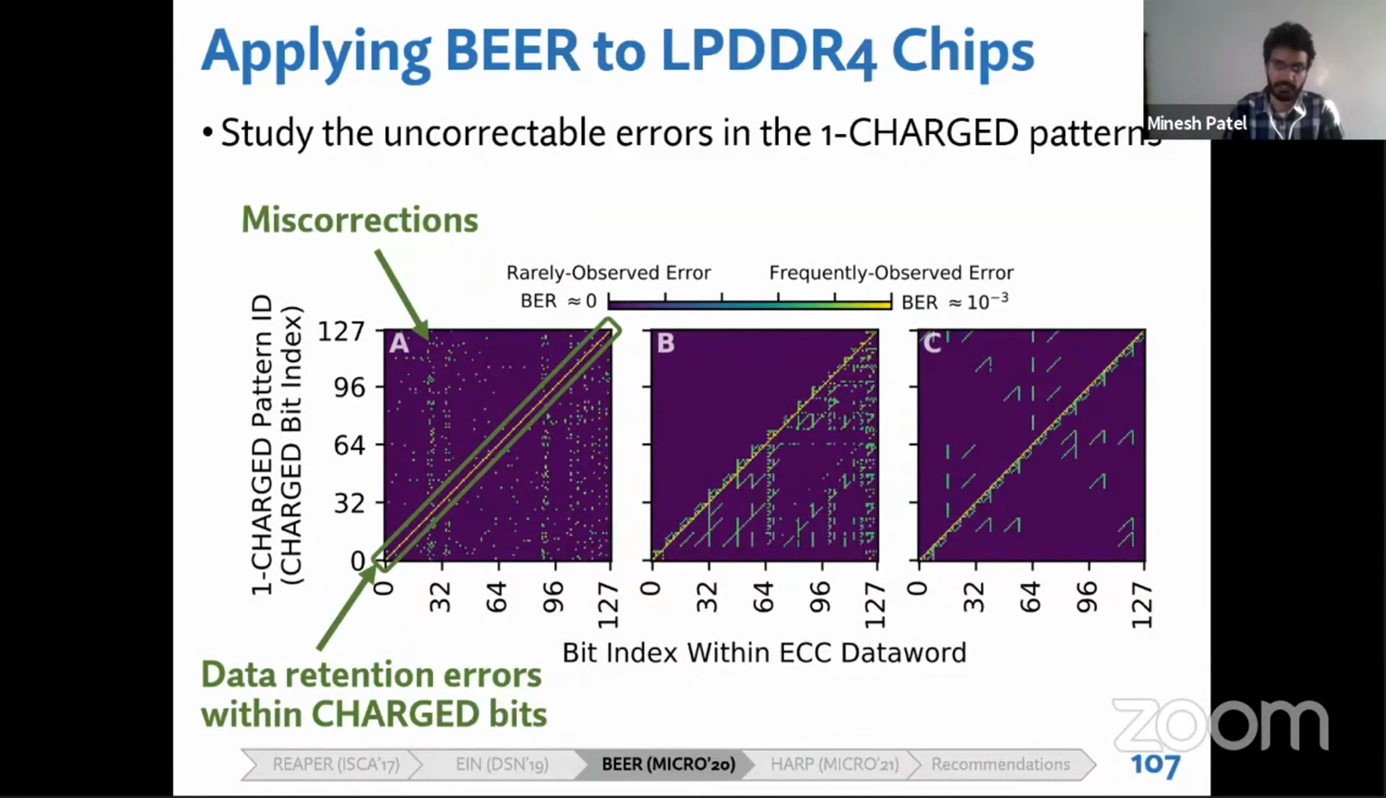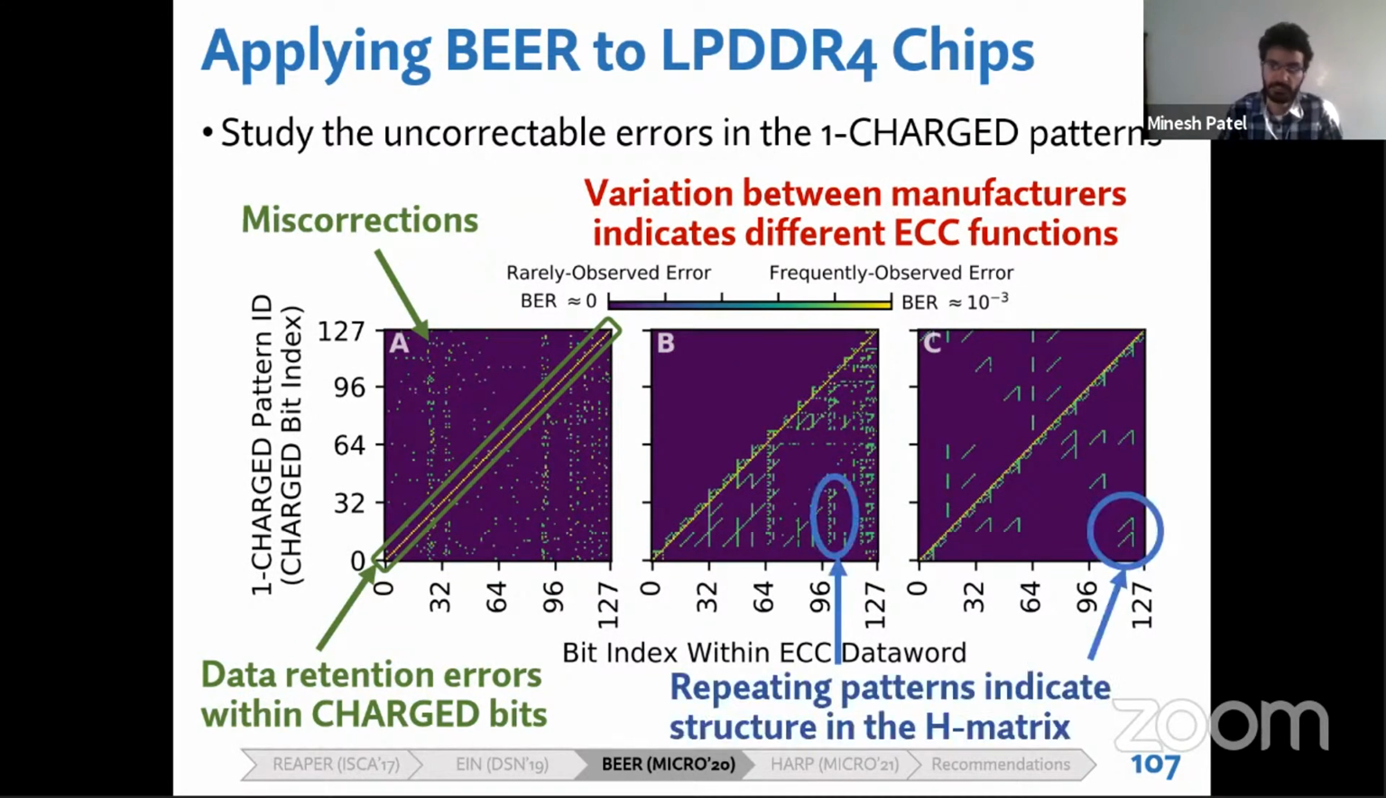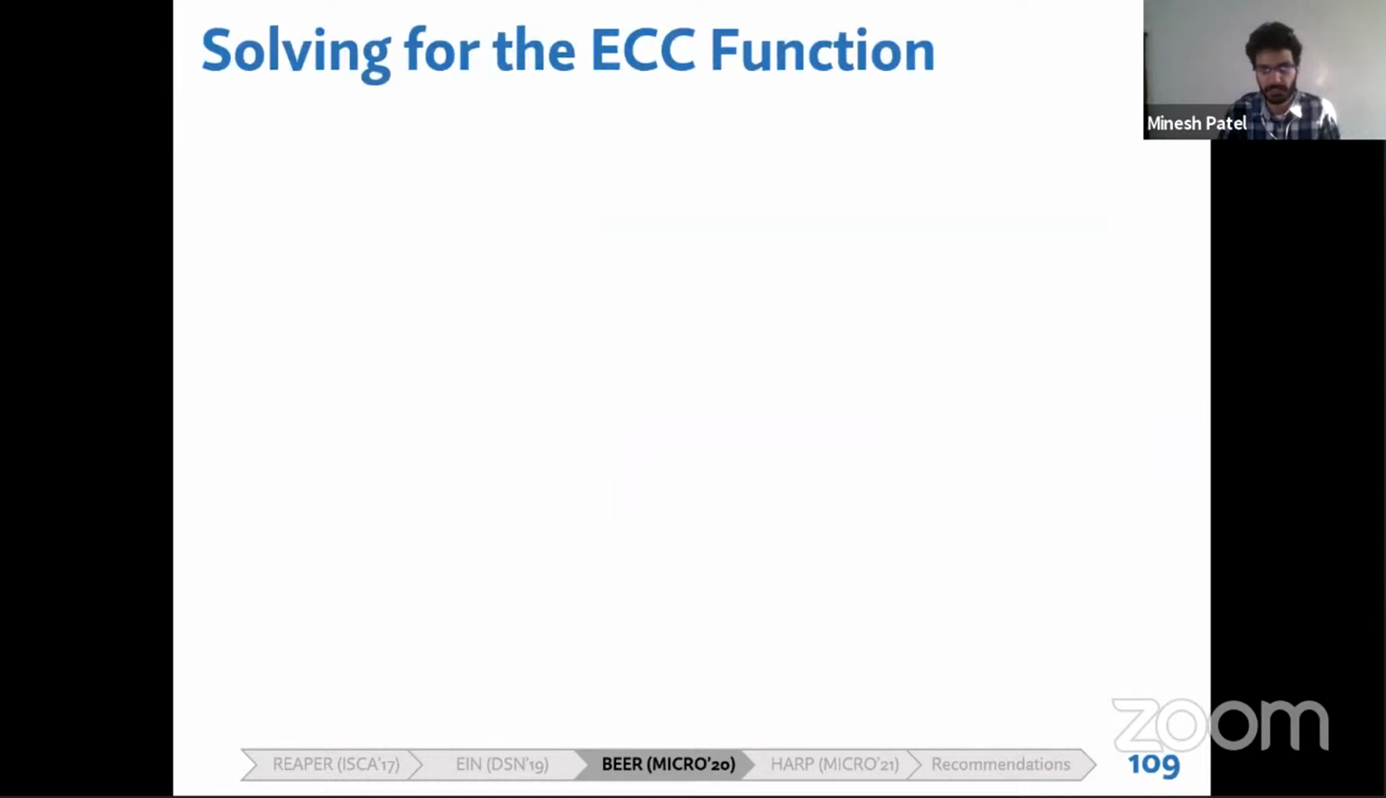Now, comparing these three plots, we actually see a very high variation between the three different manufacturers. And this indicates that the three manufacturers use very different on-die ECC functions. Finally, we see repeating structures within the miscorrections of manufacturers B and C, which indicates some underlying structure in the way their H matrix is organized. Now, we have two main conclusions from this study. First, we conclude that DRAM manufacturers appear to use different on-die ECC functions. And the second conclusion is that chips of the same model number appear to use identical ECC functions, which we show in our paper.